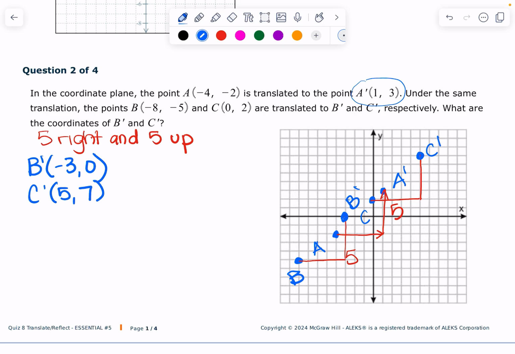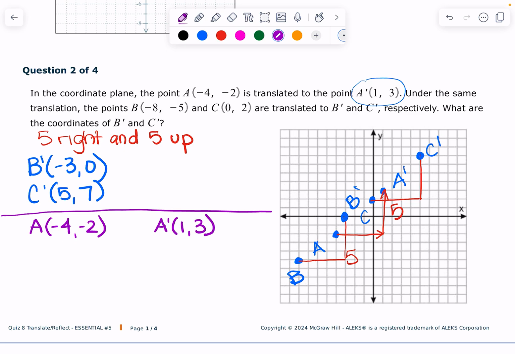You can put it on the graph and then just see how it's moved and apply that same movement to the other points. The other thing that we can do is do it algebraically without the graph. So if I look at point A, it starts at (-4, -2), and it moves to A prime at (1, 3). So the x's, if I look from -4 to 1, the x's are adding 5. So that means that all my x's are going to add 5. Then if I look at the y's, it's going from -2 to 3. So to go from -2 to 3, you're also adding 5. So all my y's are adding 5.